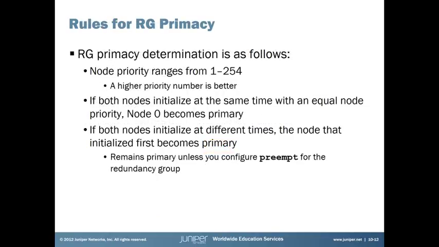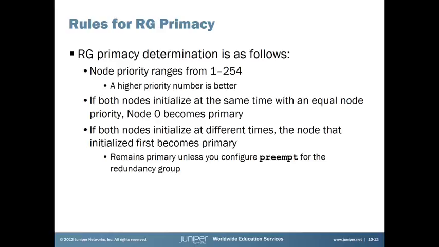Okay, so primacy determination is as follows. A node priority ranges from 1 to 254, so you can set a priority on a node within a redundancy group. The higher number is better. If both nodes initialize at the same time with an equal node priority, then node 0 becomes the primary. So unless you change the node priority, node 0 becomes the primary. If they initialize at different times, the node that comes up first becomes the primary. So if you power up node 1 first, then it will become primary.